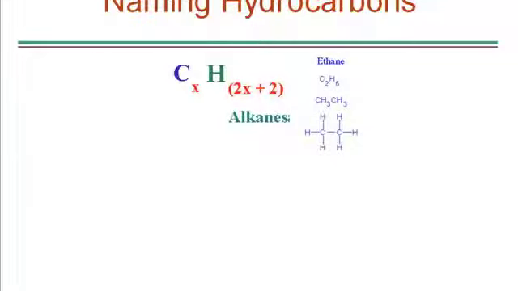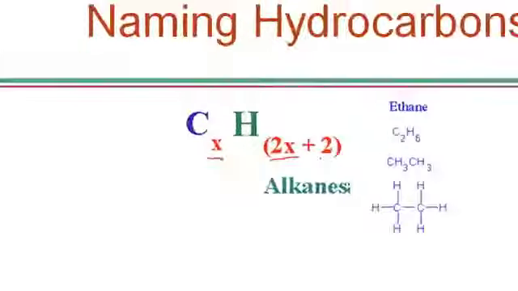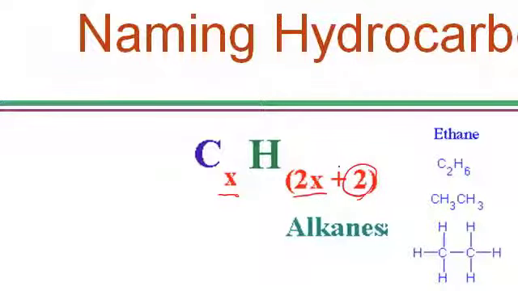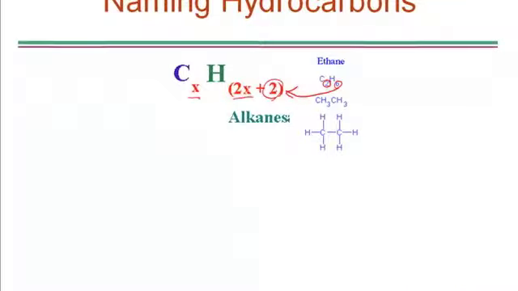There's actually a pattern here, and you need to know this formula. For alkanes, the number of carbons is stated here, and the number of hydrogens is twice the number of carbons, added to 2. So for example, if you take this example here, ethane has 2 carbons and 6 hydrogens based on this formula. You just plug it in. 2 times 2 is 4, plus another 2 is 6.